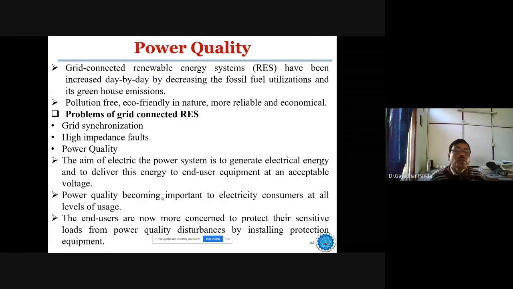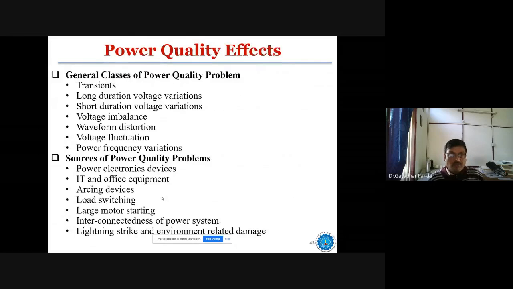When we are talking about the power quality issues, definitely we are talking about power quality issues in the microgrid system. And there are other problems too, that is, high impedance faults, grid synchronization. So many problems are there in the microgrid system or in the PV system, but here we will be focusing particularly on the power quality issues, or the harmonic elimination in the system.